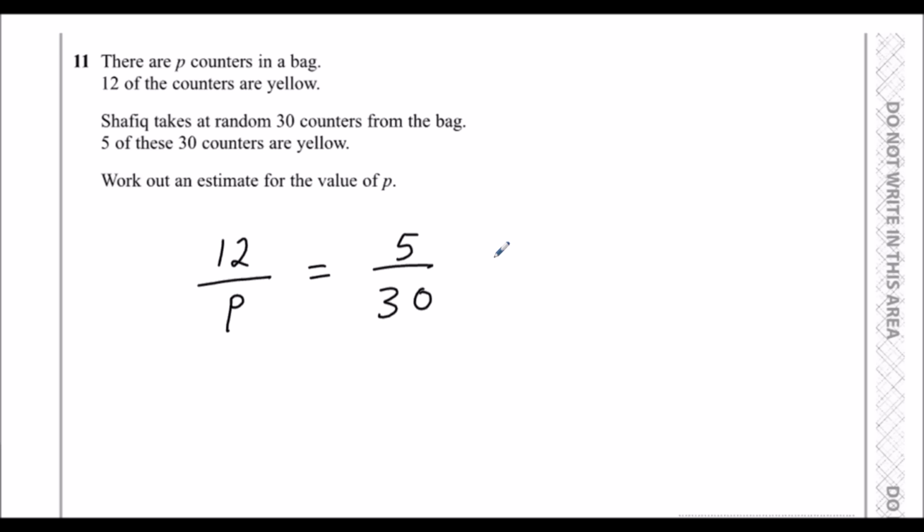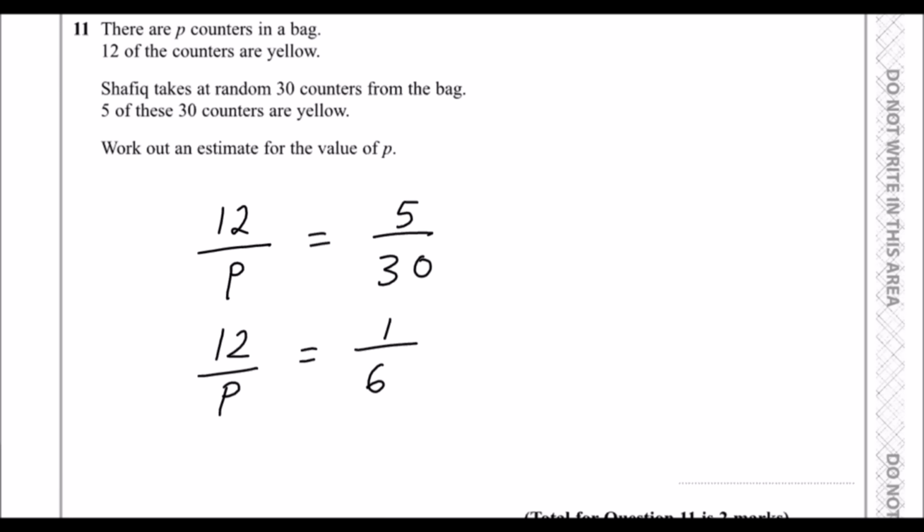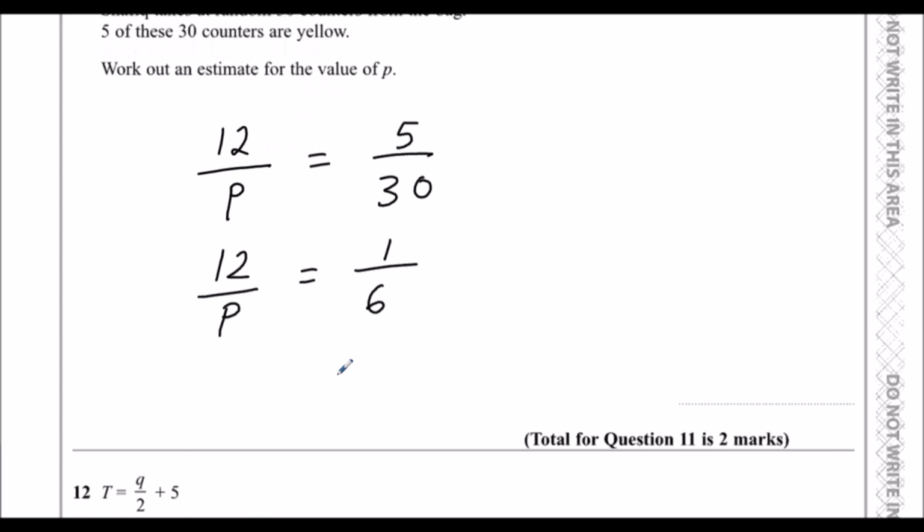So what does P have to be? We can simplify 5 over 30. So divide top and bottom by 5. So 12 over P is the same as 1/6. So what does P have to be? Well, 6 times 12, which is 72. 12 over 72 is the same as 1/6.